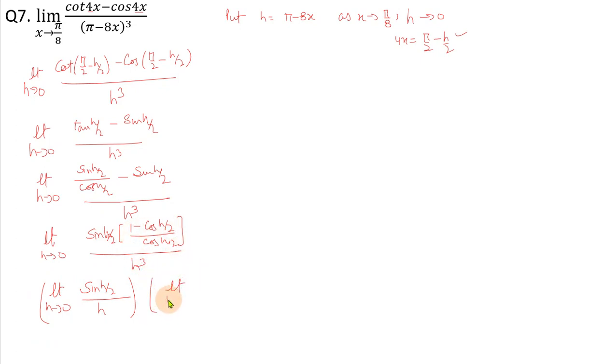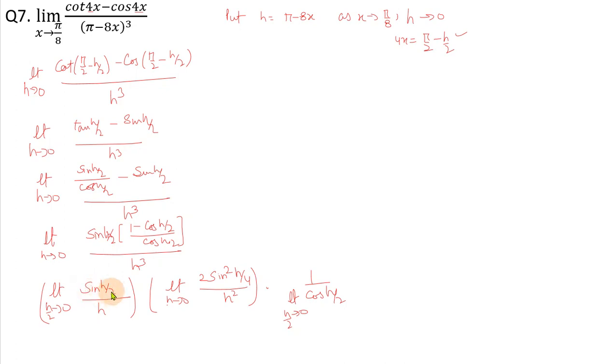So limit h approaches 0. 1 minus cos h is 2 sine square h by 4. Already we have used this, upon h square. It was h cube, h is taken out and h square is with this term, and there is one more term, which is 1 upon cos h by 2. Limit h approaches 0. When h approaches 0, h by 2 also approaches 0.